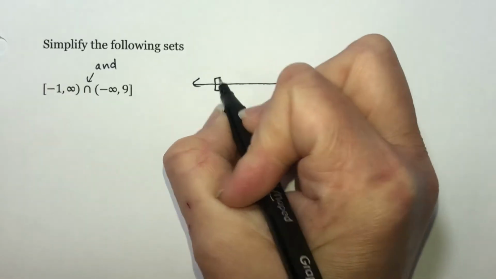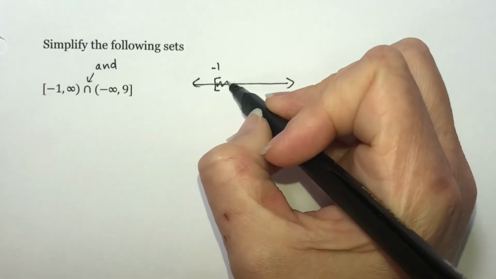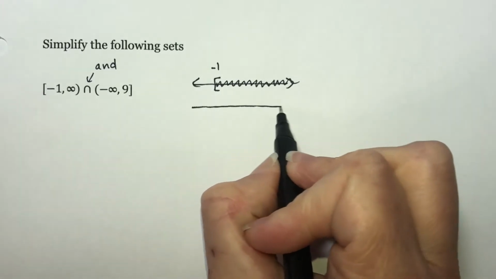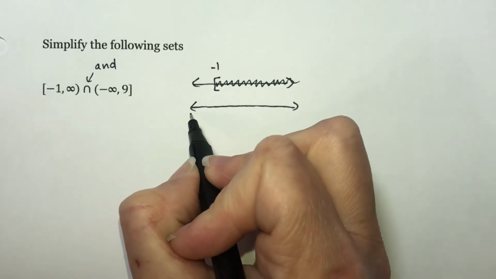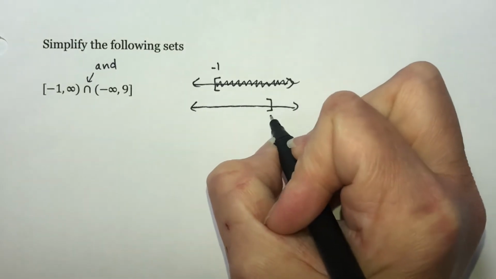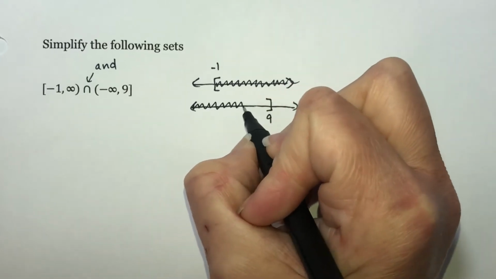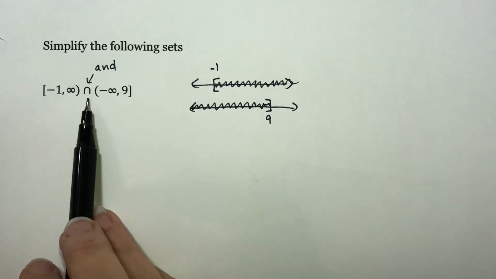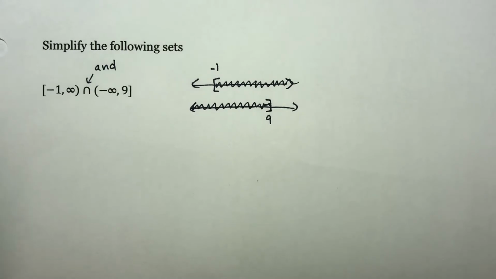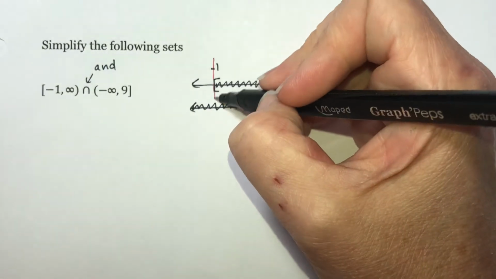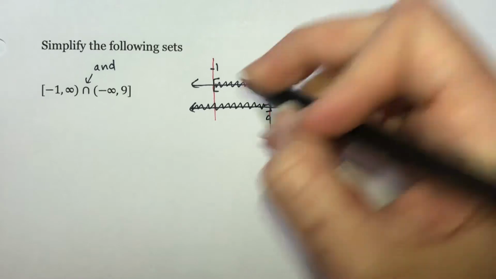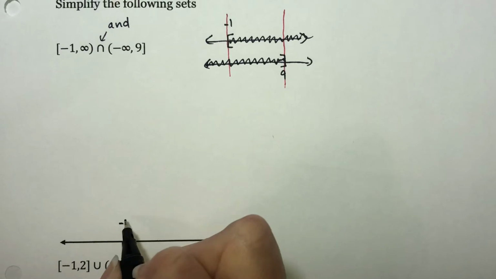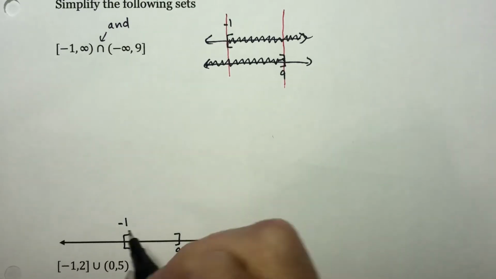So my left boundary is a -1 and it goes up to infinity. So it would look like this. My second one, my left-hand boundary is -infinity and it goes up to 9 with a bracket. Okay, so now we look here, this is an and, so that means overlap. That means I'm looking for the area that's double shaded, which is from here to here. So this answer graph is going to look like -1 to 9 and shaded between.